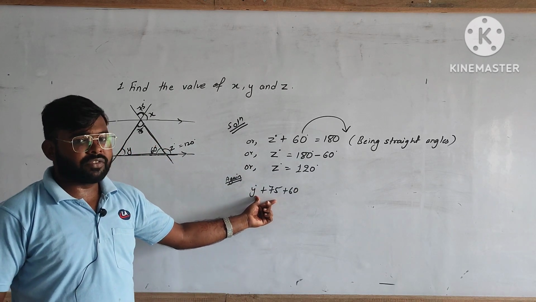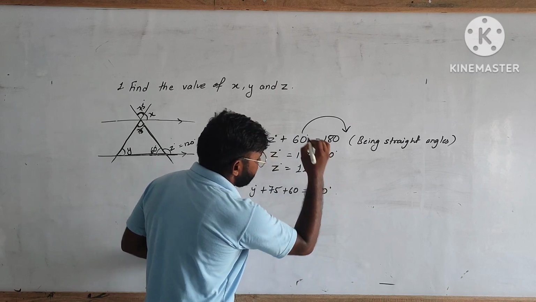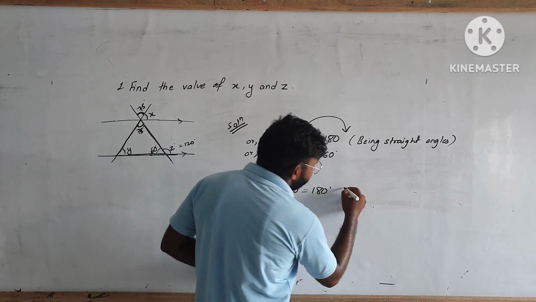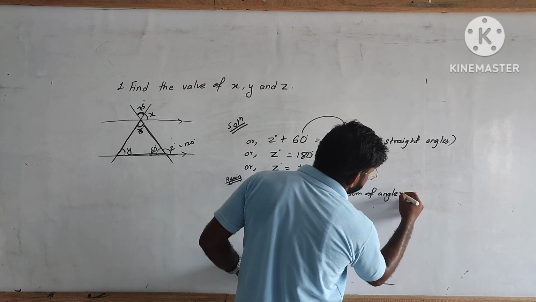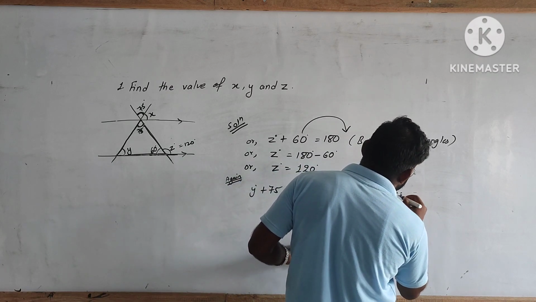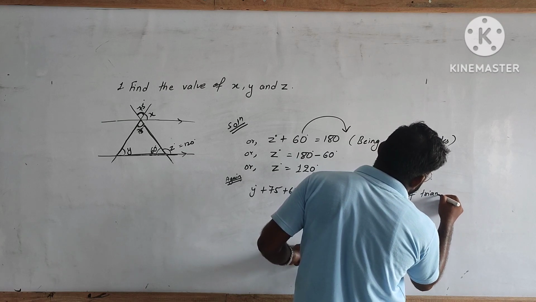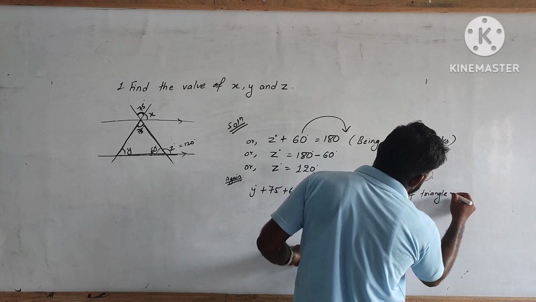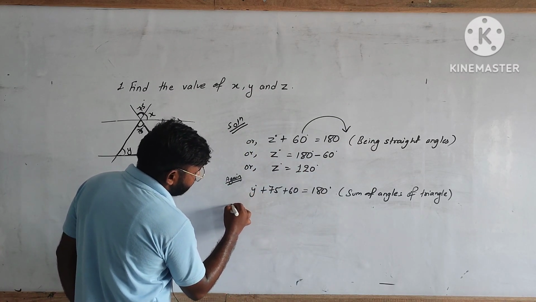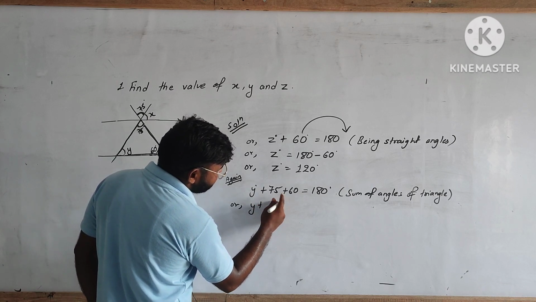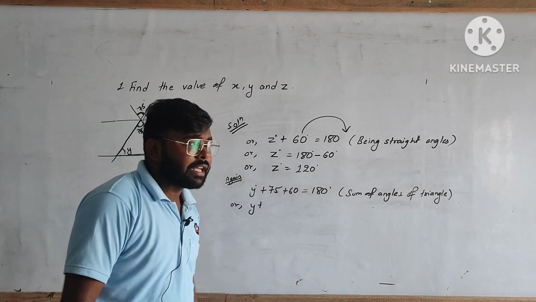Now the three angles we are adding are the angles of a triangle, so their sum will be 180. The sum of the angles of a triangle is 180 degrees. Now let's add these numbers here, and when we add them, how much will we get there?